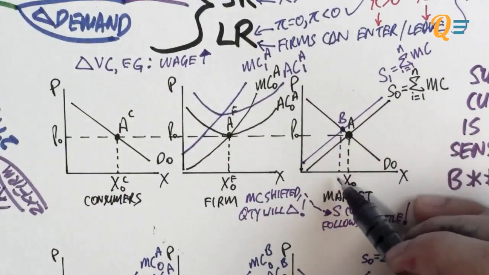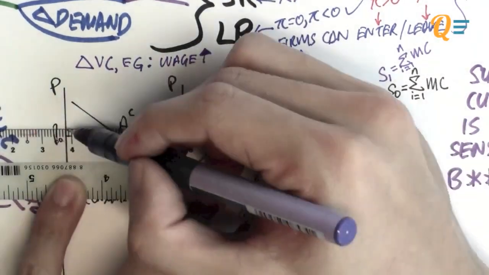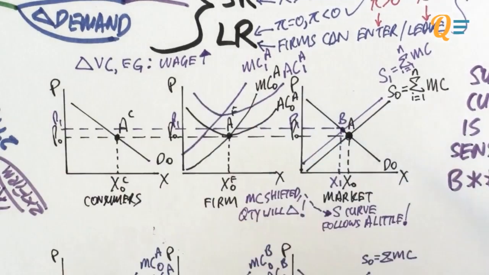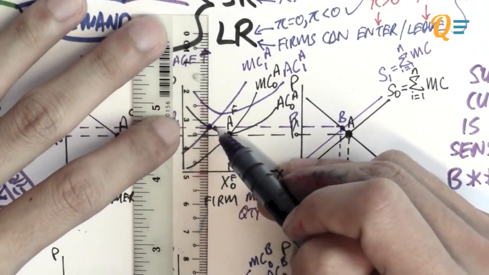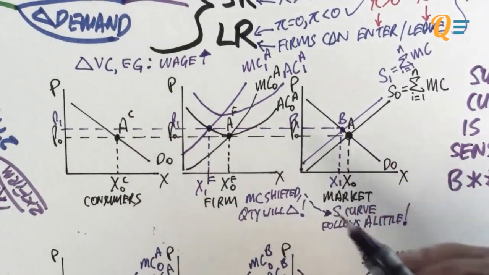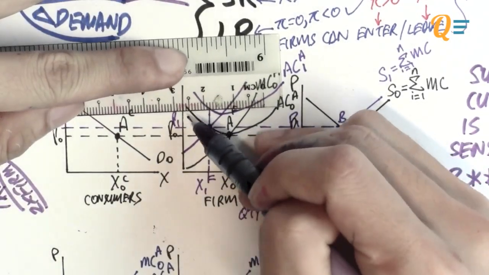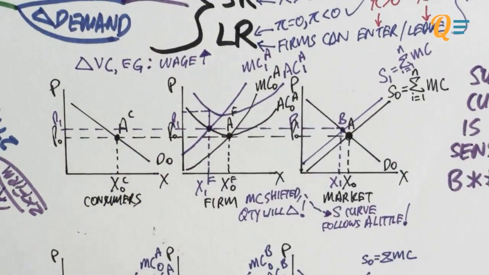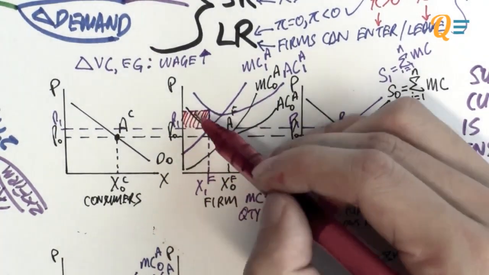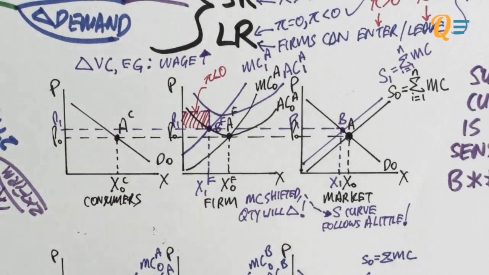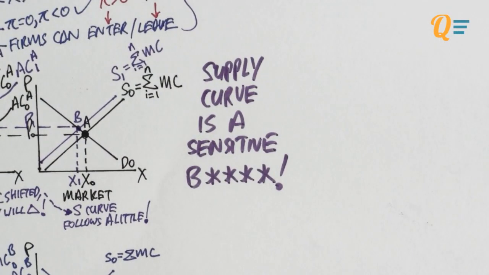So point B actually gives you your short run equilibrium. Point B is a new equilibrium. The market price has increased, and let's check out what the firms are doing. The firms are producing at this much, since that is P equals MC, and basically they are making losses. They're making losses because at X1F, the average cost is higher than the price level. So that is not really nice for them, right? They're suffering from losses. So we've come to the end of the short run.